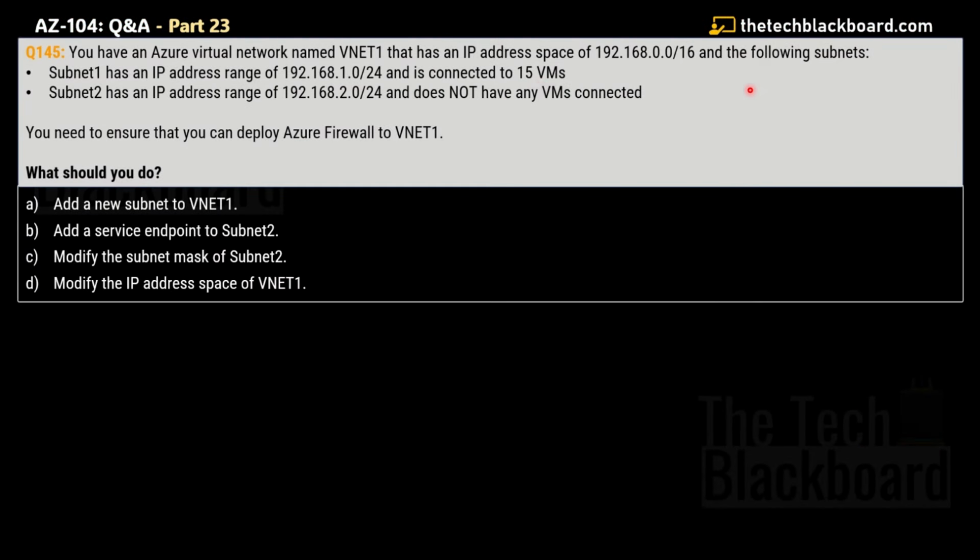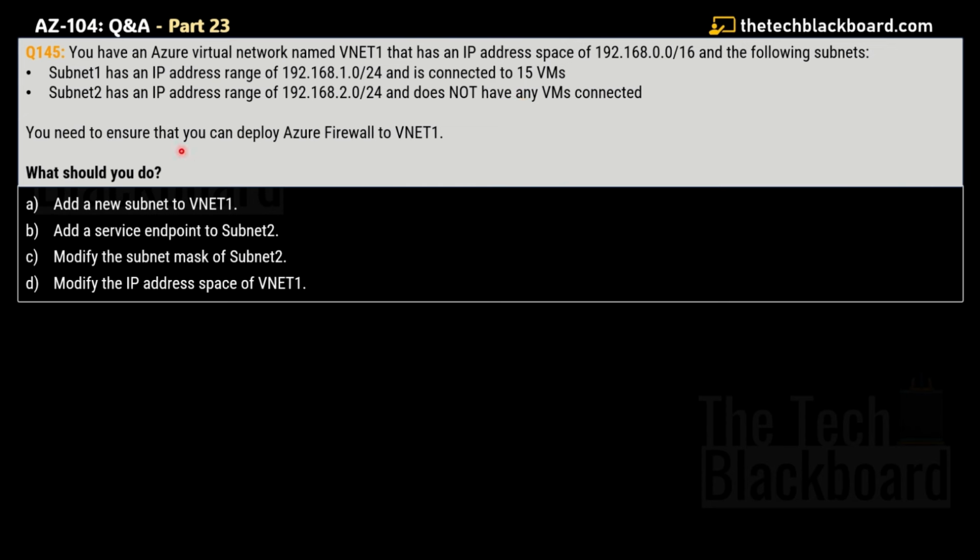And now, my friends, question number 145. The question says that you have an Azure virtual network named VNet 1 that has an IP address space of 192.168.0.0/16 and the following subnets. The first one is subnet 1, which has an IP address range of 192.168.1.0/24 and is connected to 15 virtual machines. Coming to subnet 2, it has an IP address range of 192.168.2.0/24 and does not have any virtual machines connected.